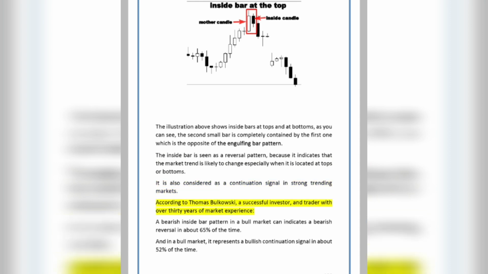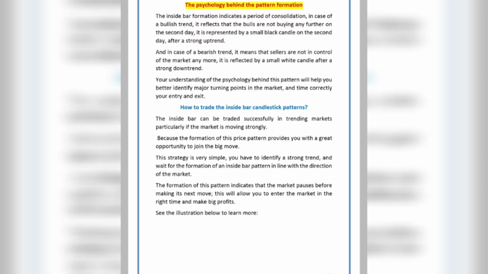According to Thomas Bulkowski, a successful investor and trader with over 30 years of market experience, a bearish inside bar pattern in a bull market can indicate a bearish reversal about 65% of the time. And in a bull market, it represents a bullish continuation signal about 52% of the time. And a bullish abandoned baby, as he calls it, is considered a bullish reversal pattern 70% of the time in bull markets and 55% in bear markets.